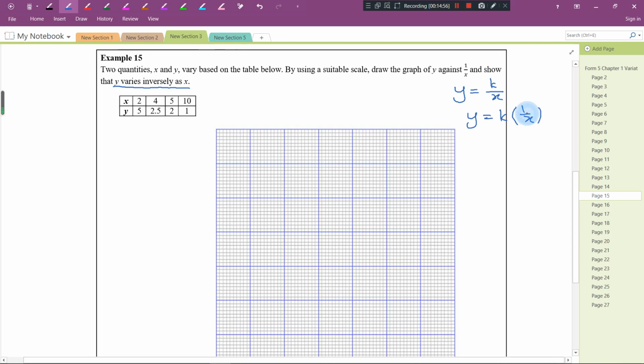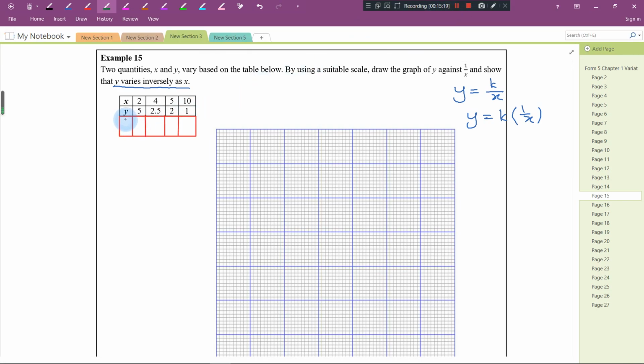So we need the value of 1 over x. How do we get the value of 1 over x? For y, no problem, we have all the values of y here. But how to get 1 over x? It's actually very easy. You just need to take 1 divided by 2, 1 divided by 4, 1 divided by 5, and so on for this 10.